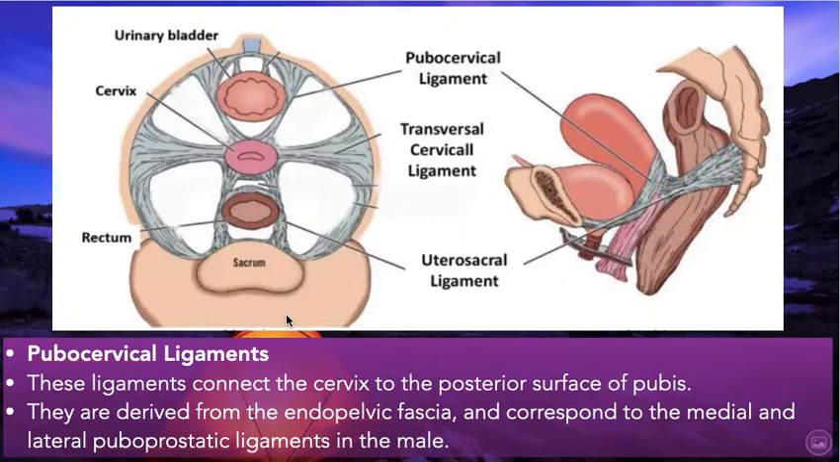Now, what is the pubocervical ligament? It connects the cervix to the posterior wall of the pubis, right? This is the pubis and this is your cervix over here. The pubocervical ligament is derived from the endopelvic fascia and corresponds to the medial and the lateral puboprostatic ligaments in the male.